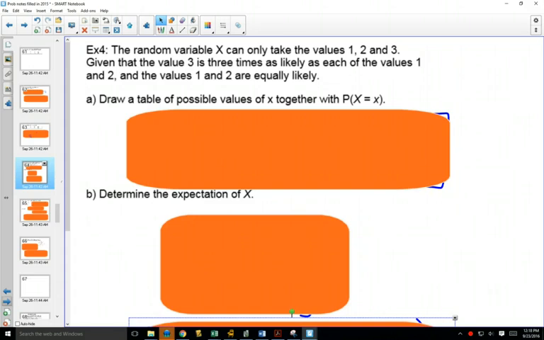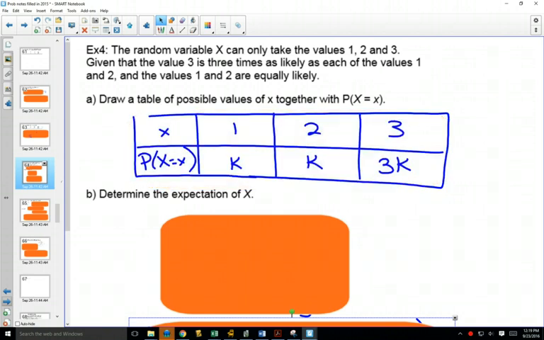So now we'll get into some questions that don't give us numbers. The random variable x can take only the values 1, 2, and 3, and it tells us a relationship. 1 and 2 have equal probability, and the 3 is 3 times as likely. So values 1 and 2 are equally likely. So we can draw a probability distribution, and we can start by just putting in a variable for what we don't know.